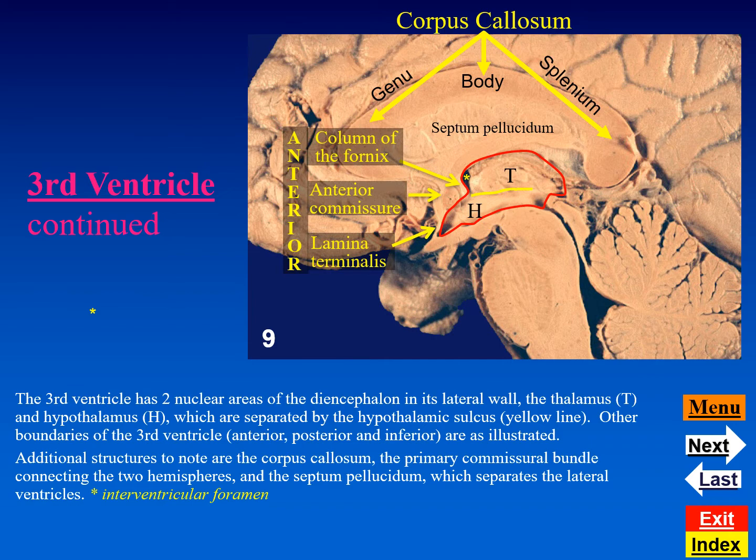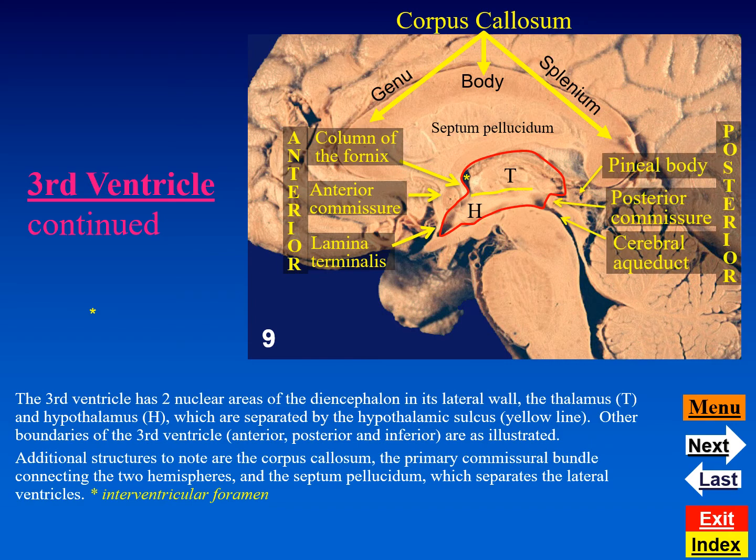We have the column of the fornix anteriorly, anterior commissure, and the lamina terminalis. Posteriorly, we have the pineal body, posterior commissure, and the cerebral aqueduct, which communicates cerebrospinal fluid from the third ventricle to the fourth ventricle.